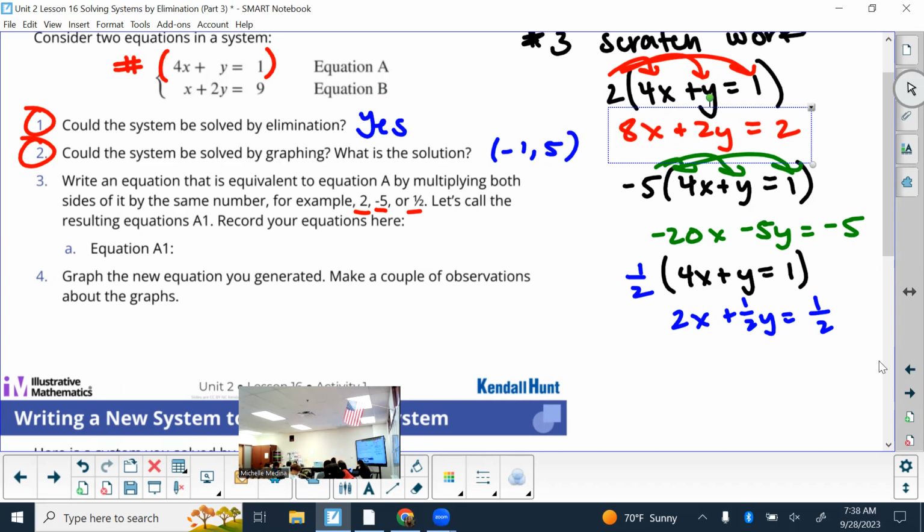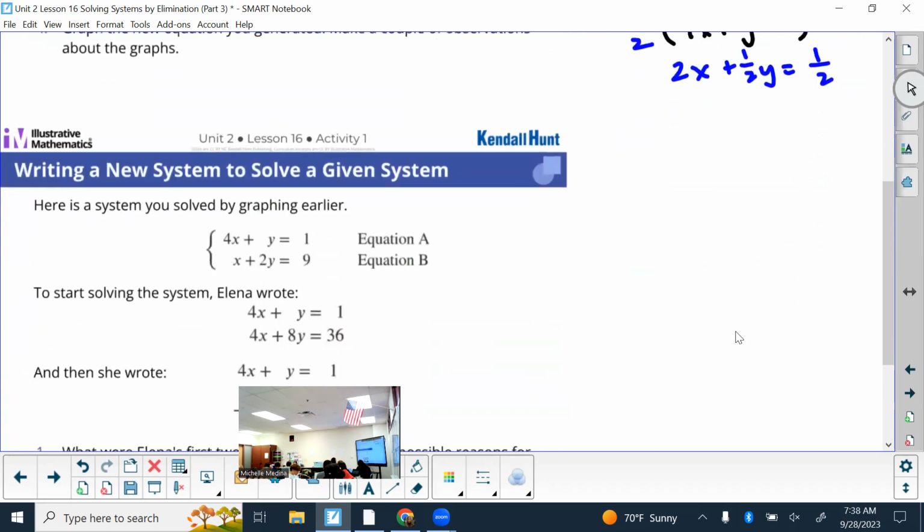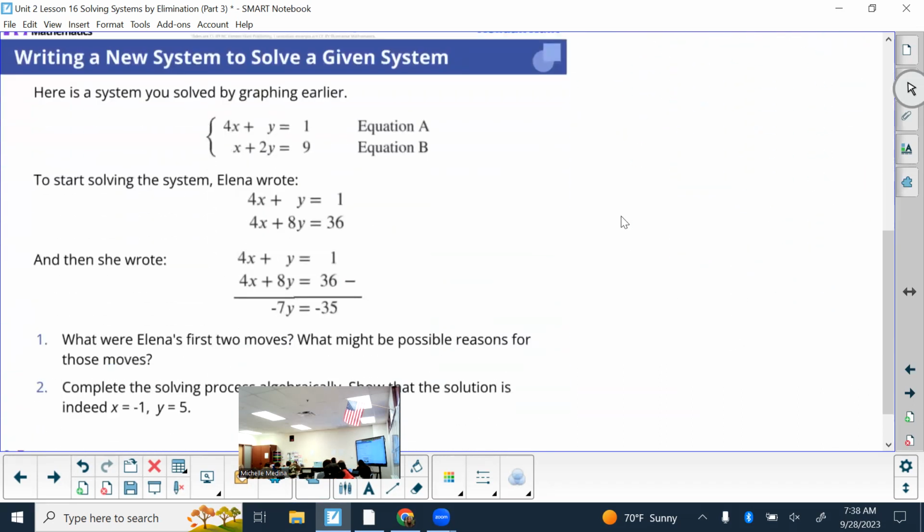All right, so good. We are now going to do a card sort activity, so I need to give that to you. But, well, maybe this is before that. So anyway, this is the system that we were given, our original system. And this is the system that Elena wrote. What did she do to one or both of the equations to get that? You'll talk about that next with your group. And then look what she did after that.